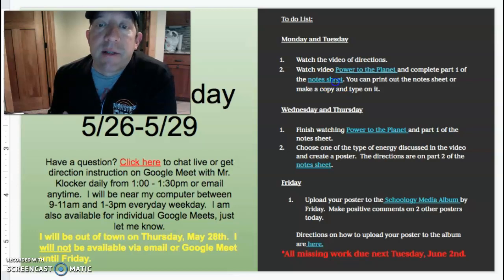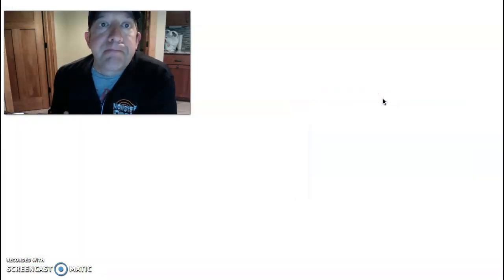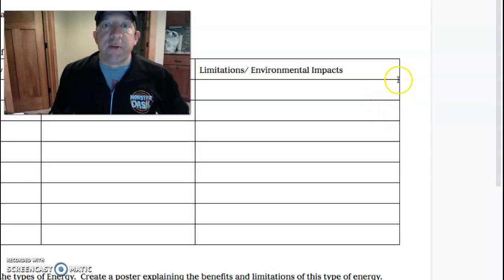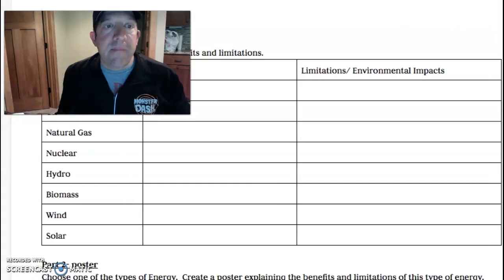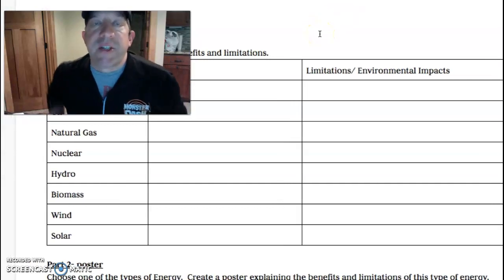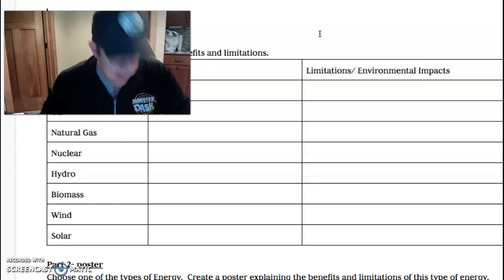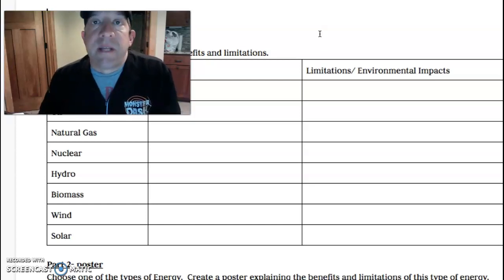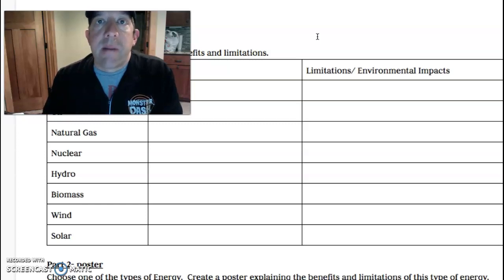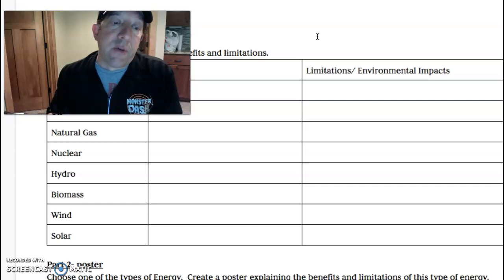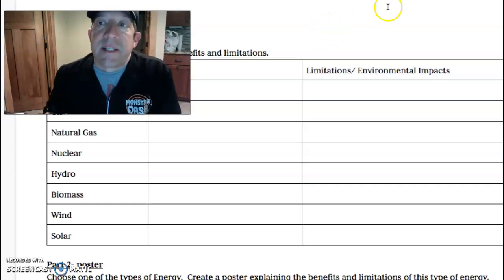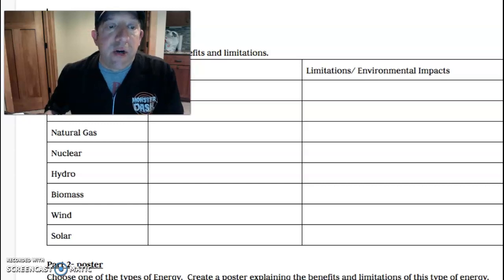So when you click on this note sheet here and you open that up, you are going to see some benefits and some limitations that you're going to complete. Now, the benefits are the things that are really good, the good things. It might be availability. It might be how easy they are to obtain. It might be the costs. Limitations would be the bad things. Maybe they have a negative impact on the environment. Maybe they're really high cost, or maybe they're really difficult to obtain.